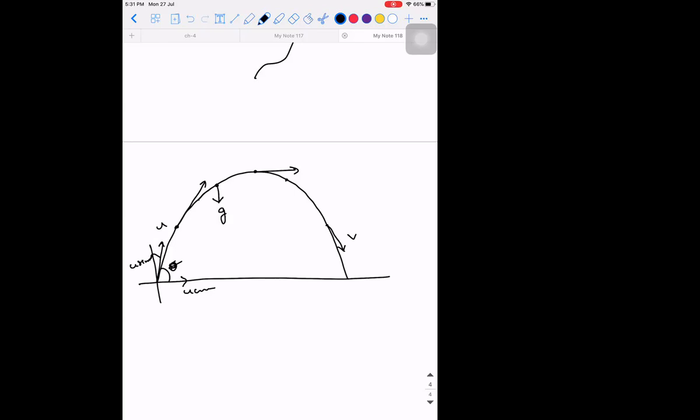It is the gravitational force. Now, tell me one thing. Is the gravitational force, is the force and velocity always perpendicular to each other in this motion? No, sir.